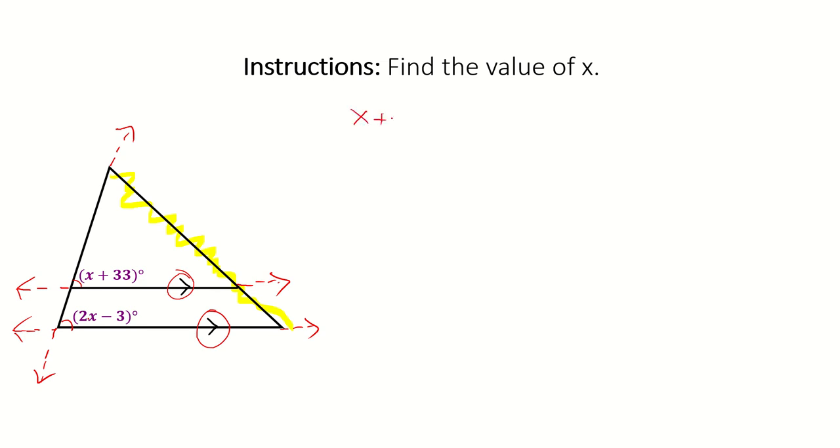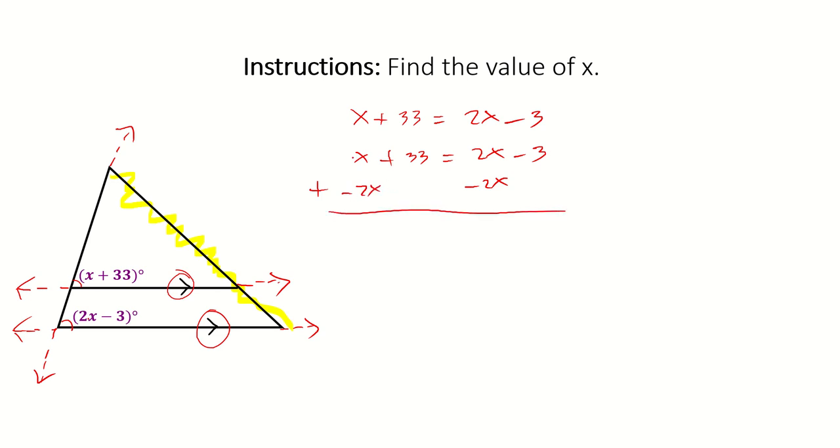So x plus 33 is equal to 2x minus 3. I want to isolate the x on the left, so the 2x on the right must be completely removed. So add negative 2x on both sides. x plus negative 2x is negative x. Bring down 0, then negative 3. And finally, to get rid of this 33, which doesn't have a variable x, add its opposite.